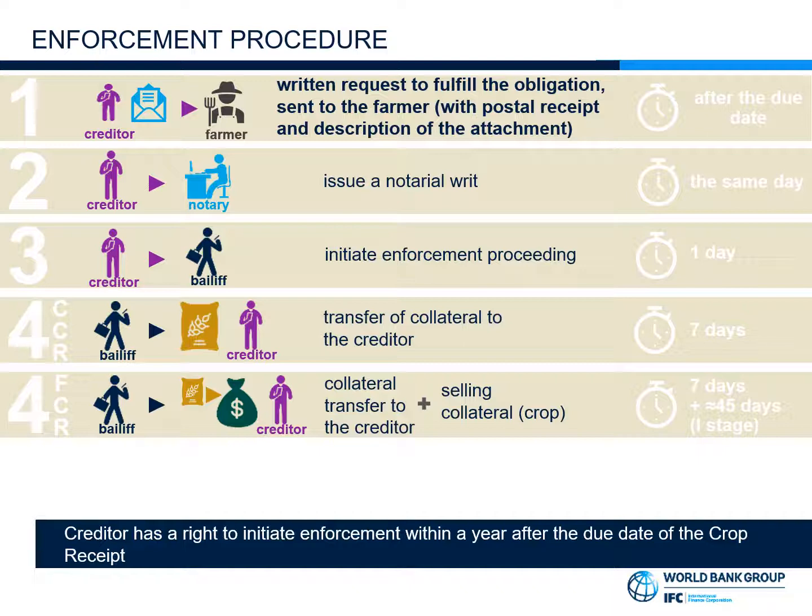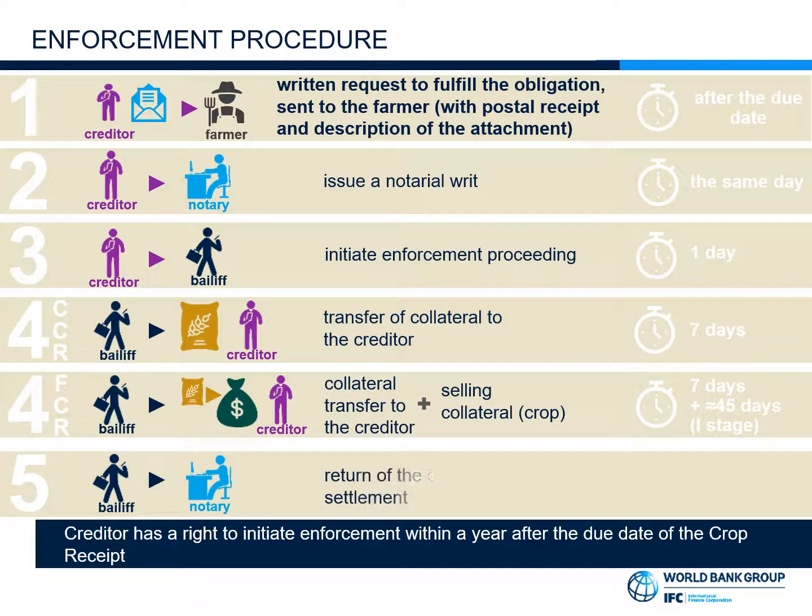Step 5. When the creditor gets full repayment, the bailiff returns the settled crop receipt to the notary who issued the notarial writ. The notary closes the crop receipt in the register and returns it to the creditor. In his turn, the creditor should return the crop receipt to the farmer.